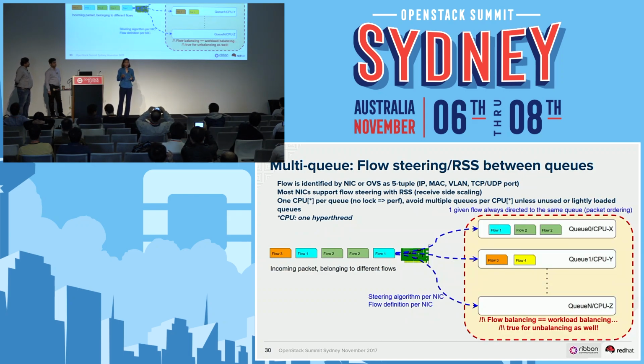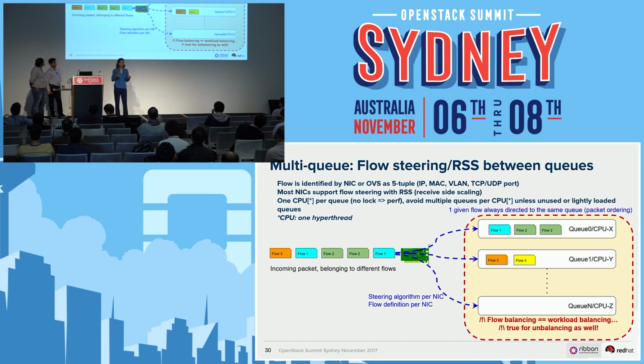Let's look at MultiQueue. MultiQueue is something that can give you additional performance, and a lot of VNFs are now designing for MultiQueue. With MultiQueue, it's a flow-based steering, and a flow is identified by a 5-tuple. It could be IP addresses, source MAC, destination MAC, VLANs, or UDP and TCP ports. Based on the flows coming in through your NIC, you use receive-side scaling, which most NICs support today. If you have MultiQueue enabled, it will allocate to different CPUs automatically.